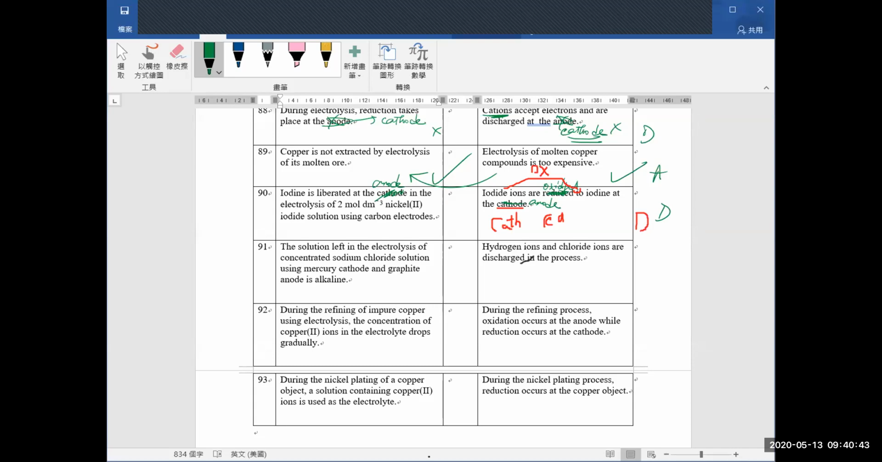Or how about the cathode? One way, can you tell? How about the cathode? If you consider the cathodic reactions, what will be the product? Have you ever talked about nickel plating?